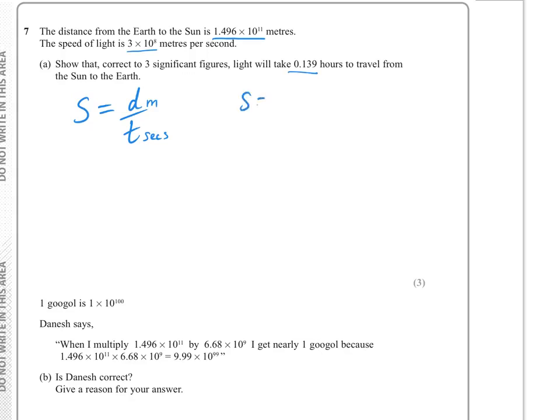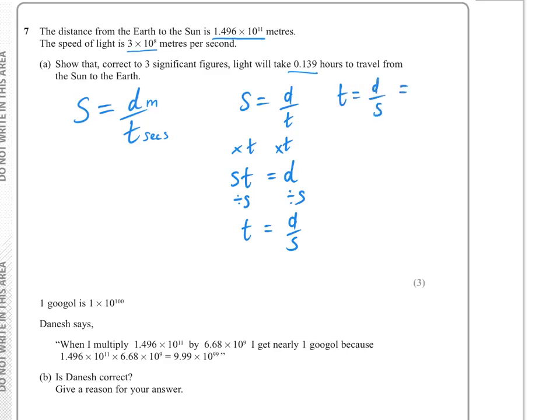So if we have S equals D divided by T, if we times both sides by T, some of you use formula triangles. I'm not a great fan of those, but if you like them, then that's good. And then I want to get T on its own, so I'll divide both sides by S. So T will be D over S. So let's try and see what that gives us.